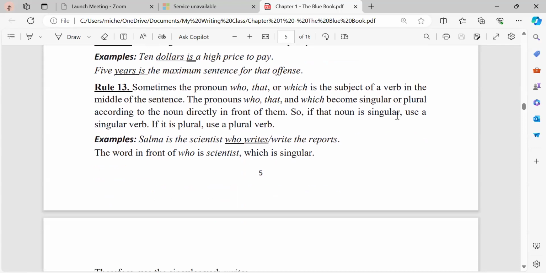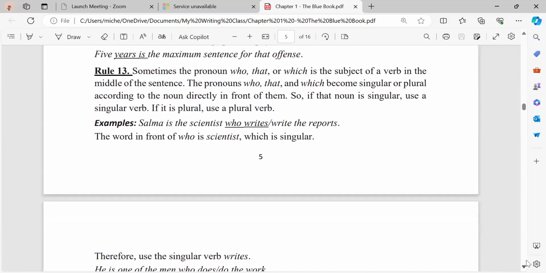And now we have rule number 13. I think we are on to the last two rules. Sometimes the pronoun who, that, or which is the subject of a verb in the middle of the sentence. The pronouns who, that, and which become singular or plural according to the noun directly in front of them. So if the noun is singular, use a singular verb; otherwise, use a plural verb. This is the basic rule.